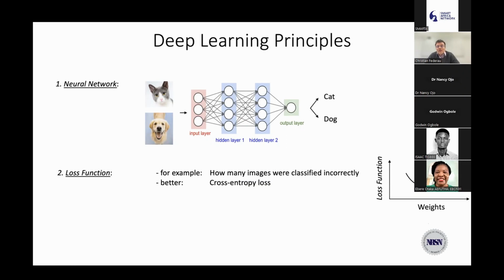The second thing you need is a loss function. And so the loss function, you basically need to define what you want to do with this network. So for example, one loss function might simply be how many images were classified incorrectly. So you want to have this as low as possible. So this would be one example, but that's not a very good loss function.